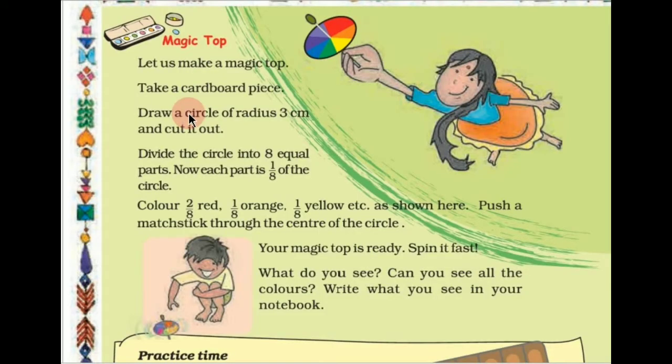Now let's come to the next page. Here magic top is given. Let us make a magic top. So this is one type of activity. So children, do this activity. What do you see? Can you see all the colors? Write what you see in your notebook.